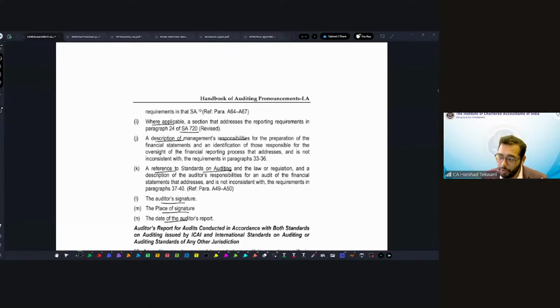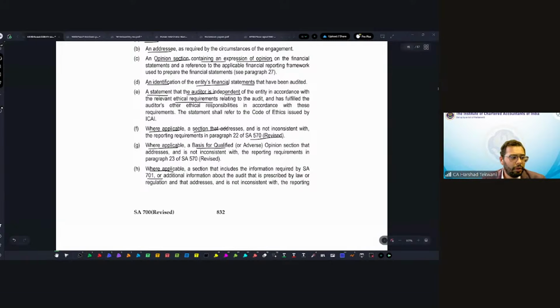Now, what if these items are not present? What will you do? Anyone? That's the main part you need to understand. If these items, like the ones we discussed, are not present, what will you do? No? Then we will incorporate all these items. But the format is prescribed by law. You cannot change it. So in order to incorporate these items, you have to change the format, but the format or the wordings are prescribed by law. How will you change it?